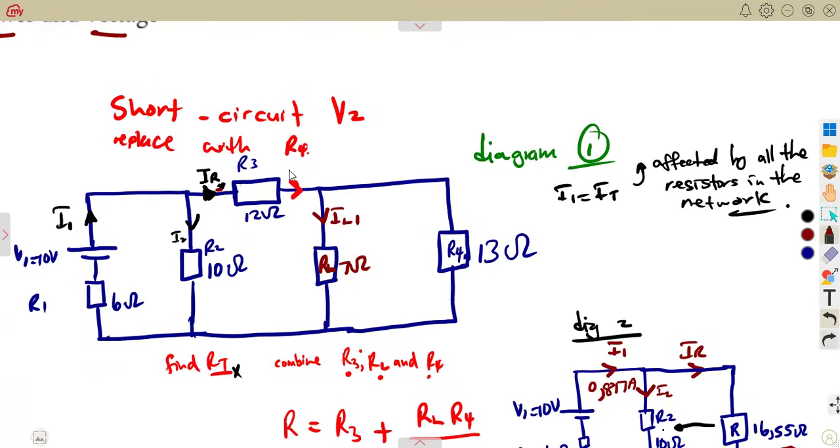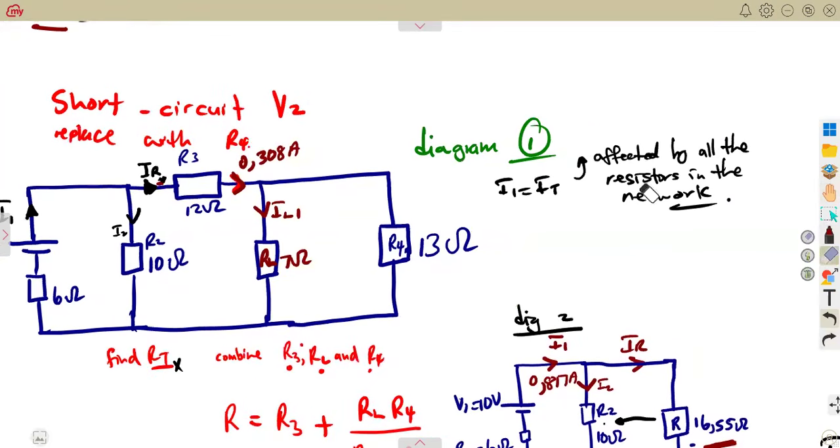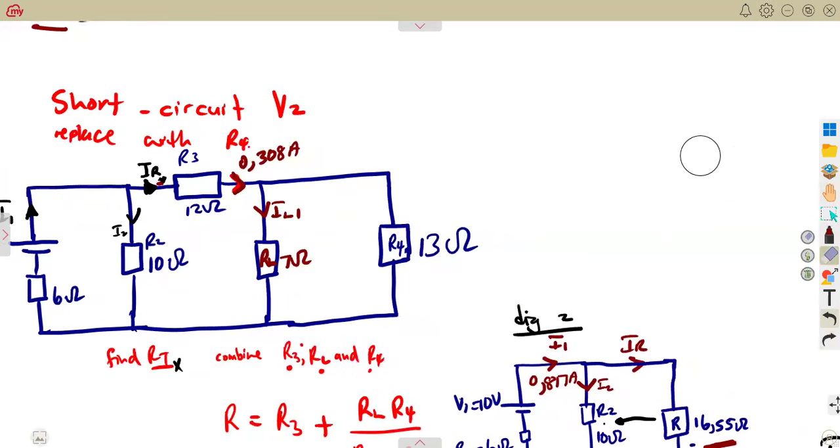So meaning to say there is a current here. The current that is flowing here is the same as the one that we'll see here at the end. So at the end, there is a current there, which is 0.308 amps, which is at this point here. So we can use our current divider rule to calculate the current across the load from diagram 1.